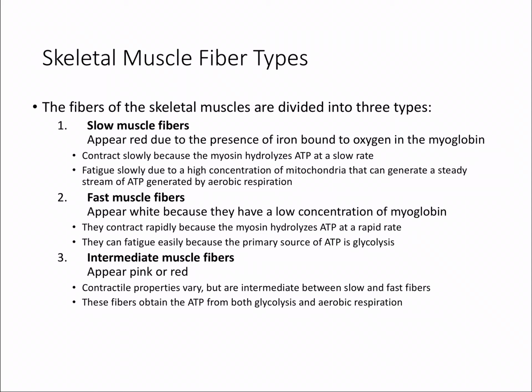And you can change the amount of these muscle fibers in your body depending on what it is that you do. Someone who is a marathon runner is going to have many more slow muscle fibers than a sprinter, who would have more fast muscle fibers.